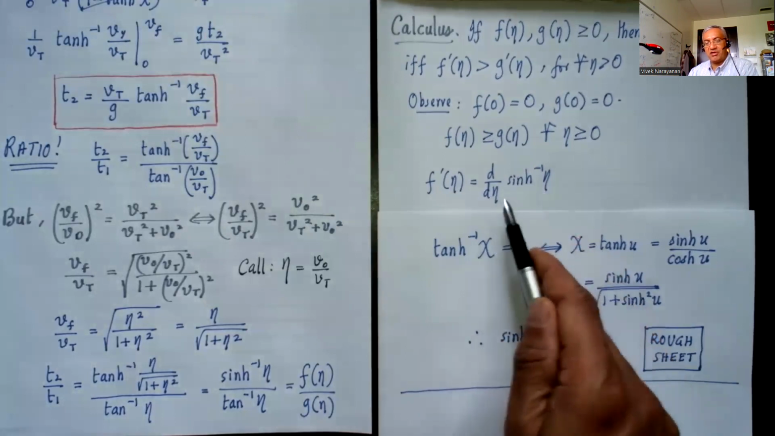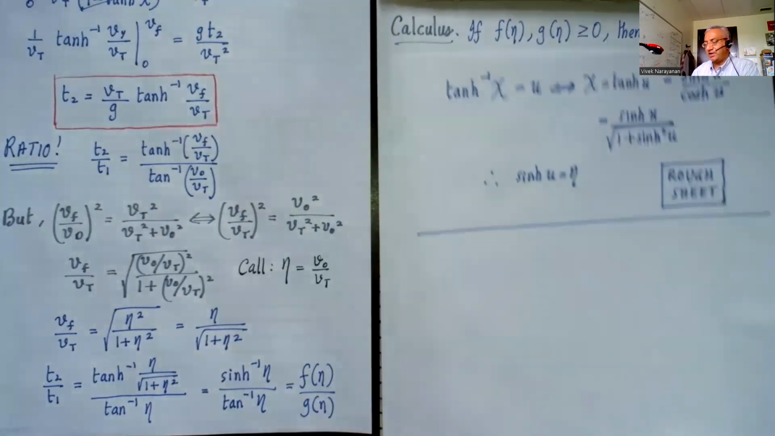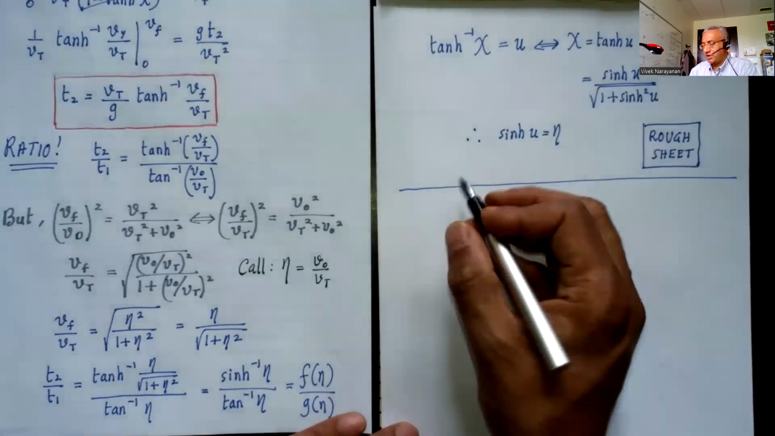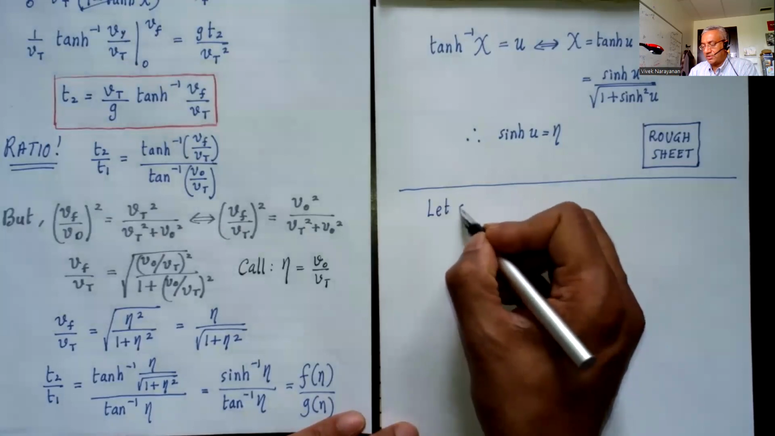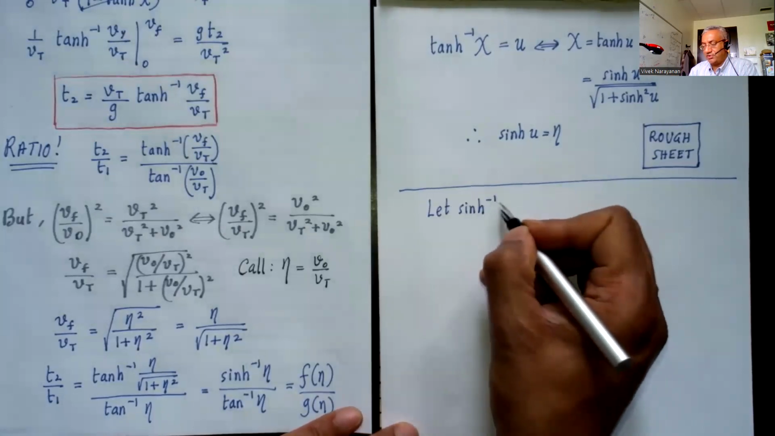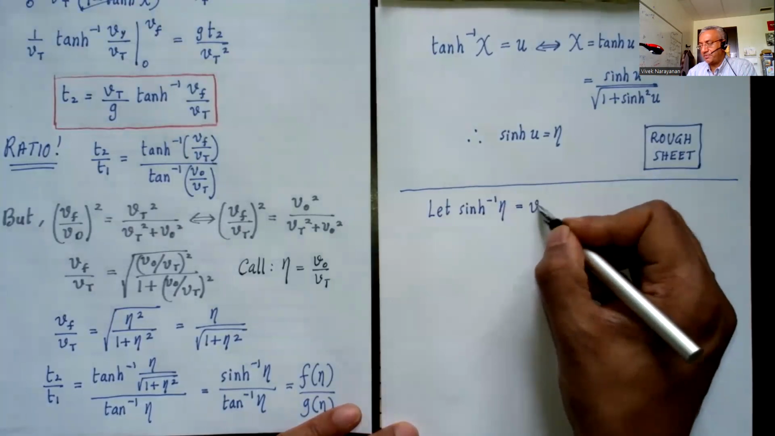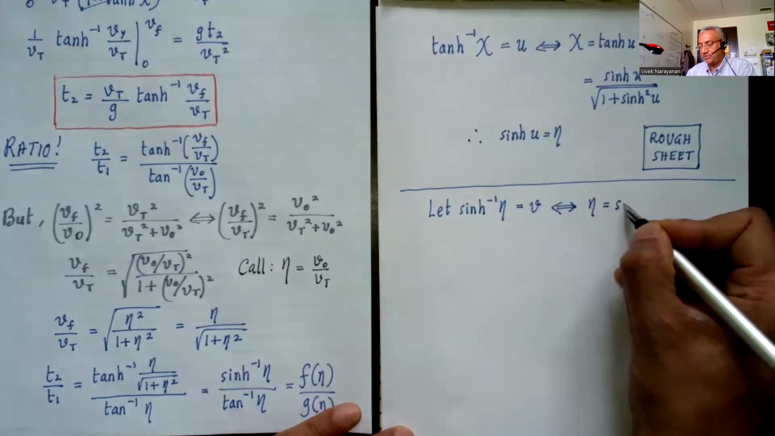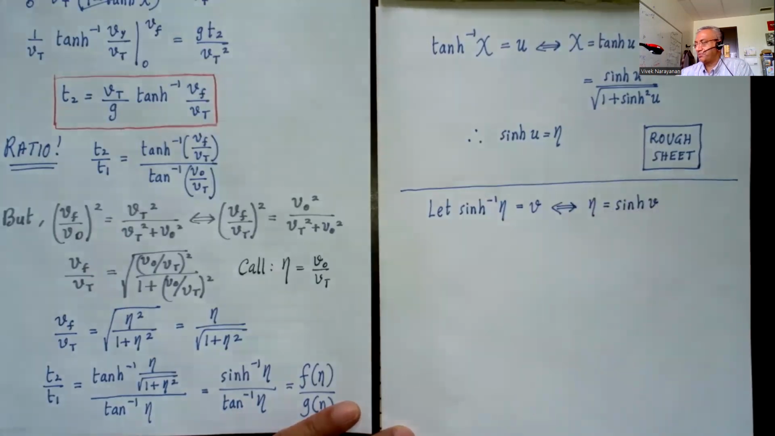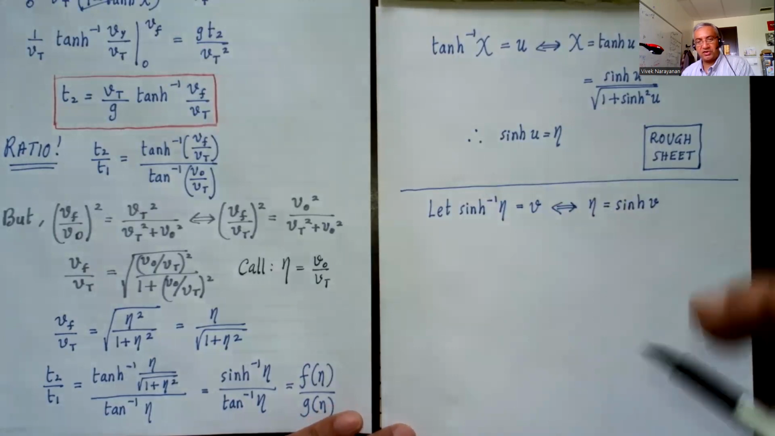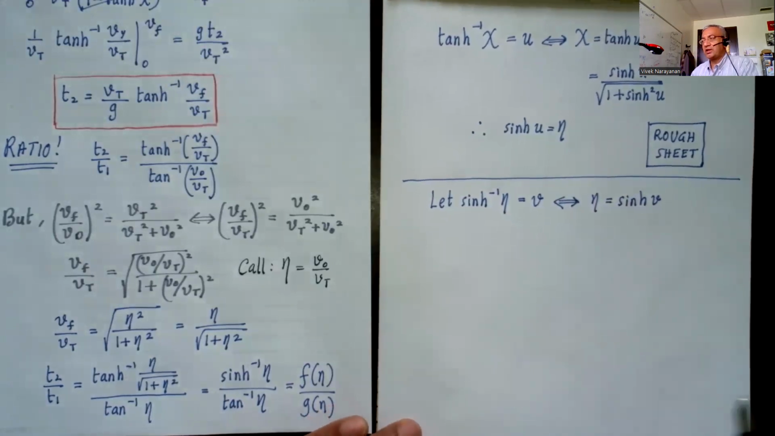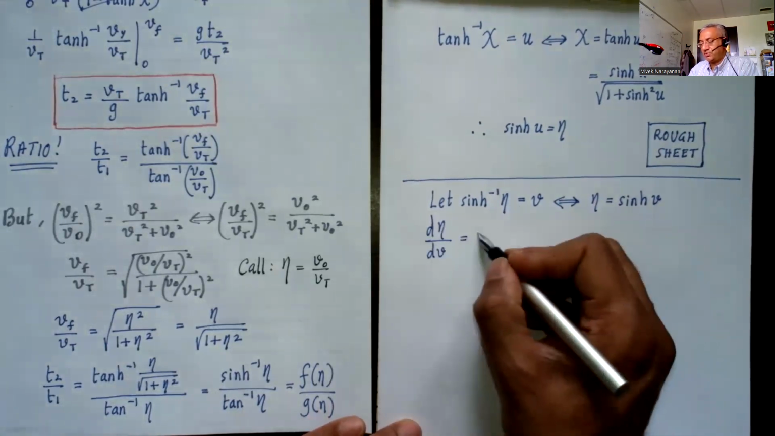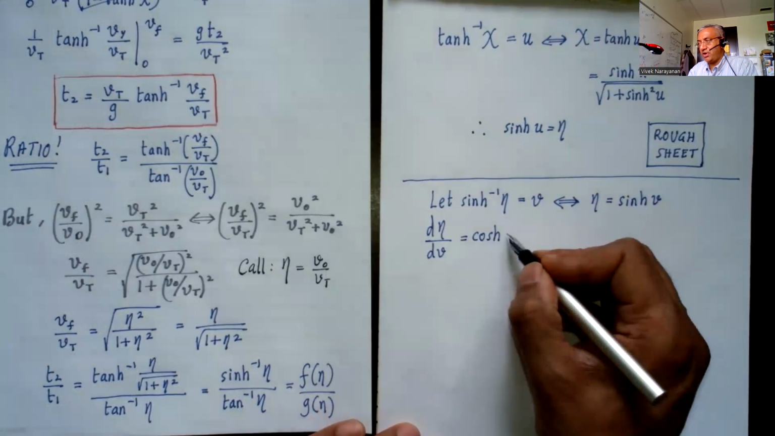What is d by d eta of sinh inverse eta? So think about how you did this in trigonometry. So the first thing you do is let sinh inverse eta be something else. Let's call it v. That tells me that eta is the same as sinh of v. So that is basically what inverse means. Now I differentiate eta with respect to v. d eta by dv is the derivative of sinh, and that's just cosh.